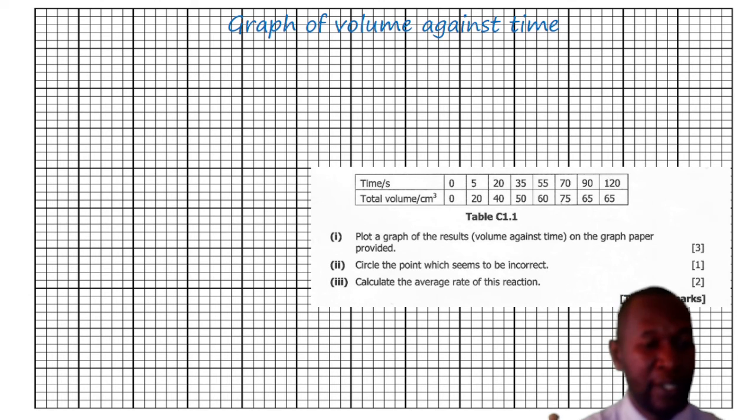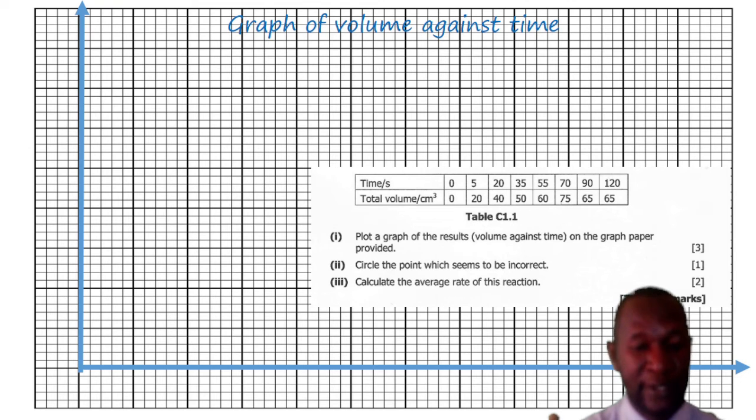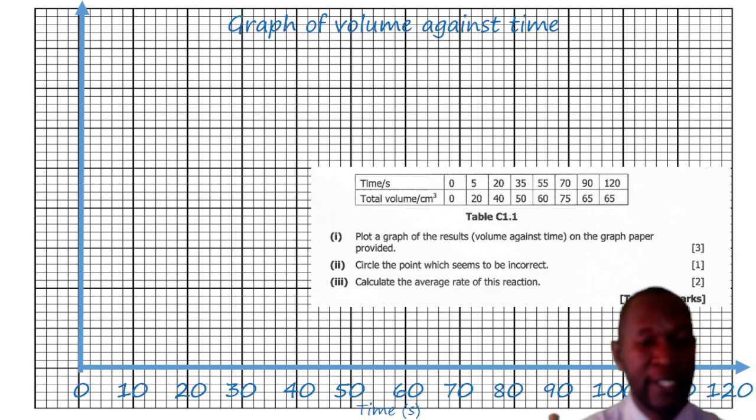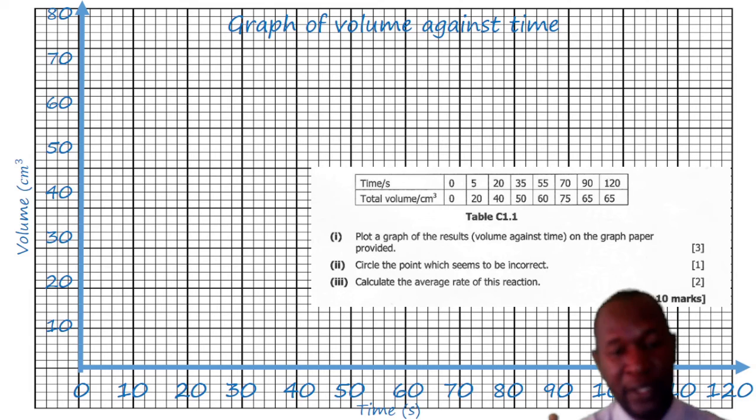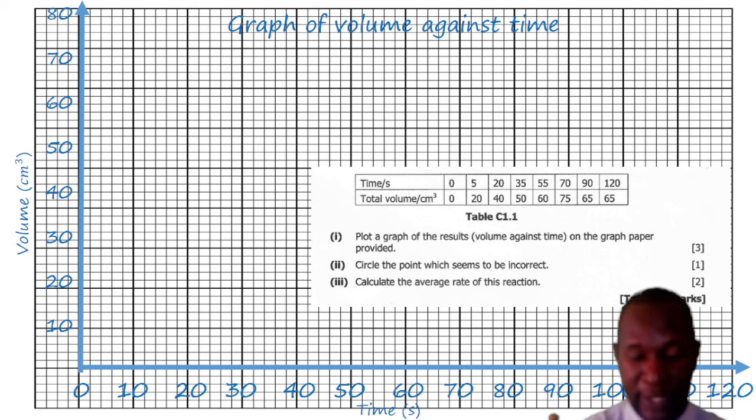Then we highlight our y-axis and our x-axis. Then we can put in our values for the x-axis. We can have increments of 10, and we indicate the units for our x-axis, which is time in seconds. Then we also indicate our values for the y-axis, and we also indicate the units, which is volume in cubic centimeters. Then we start plotting.